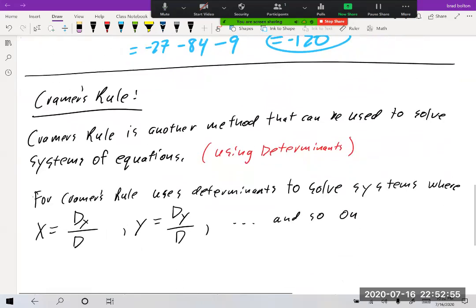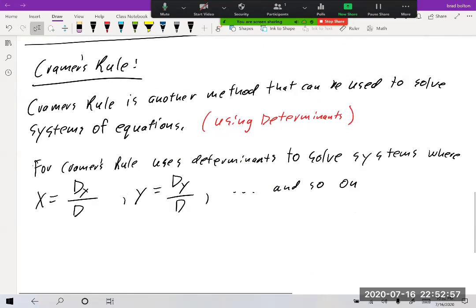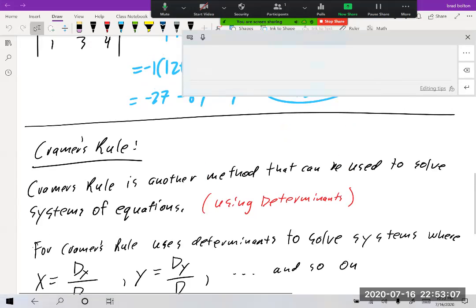Okay. So let's move on to Cramer's rule. Cramer's rule is another method that can be used to solve a system of equations, and it uses determinants to find it. So remember in the previous section, we had to use a system of equations. We would turn it into a matrix, and then we would RREF it, and then we would solve, and that would give us our solutions.